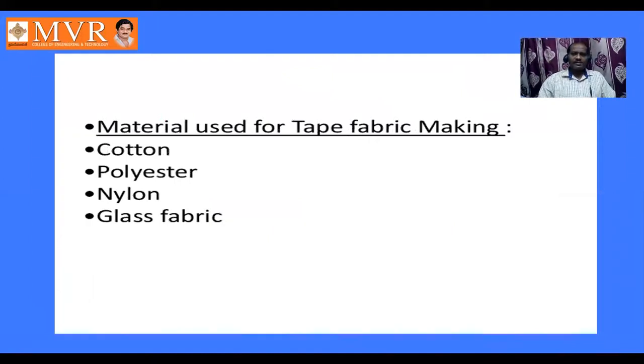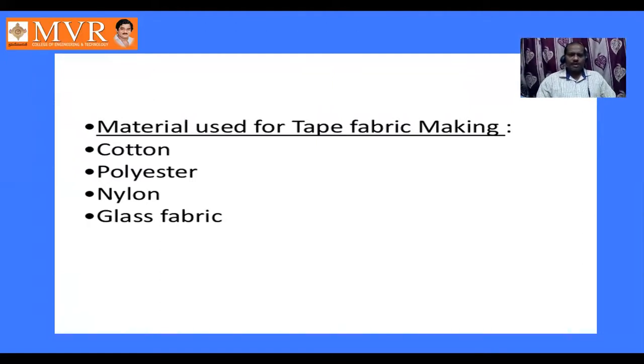So what are the materials used for the tape fabric making? Cotton, polyester, nylon, glass fabric. Apart from this, we have other materials also, such as color. We can add a binding agent. We are going to add some more matrix material for strong adhesiveness and roughness. We are going to add some extra particles to increase the strength. So these are the materials that we are going to use for fabric making.